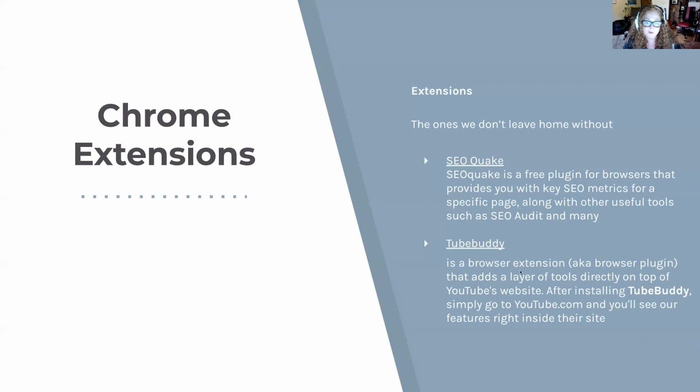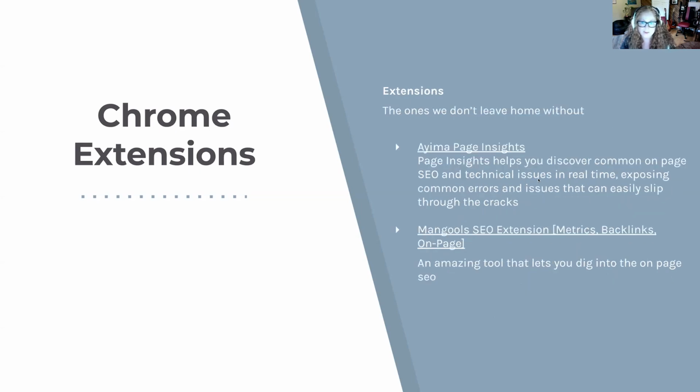If you're doing YouTube stuff, you should probably have TubeBuddy, and SEOquake is a free plugin that gives you free metrics. We don't use it much anymore, but I wanted to mention it. Other extensions, there's Mangools. That's the best one, right? There's so many to play with and play around with.